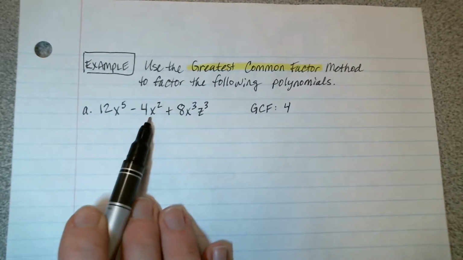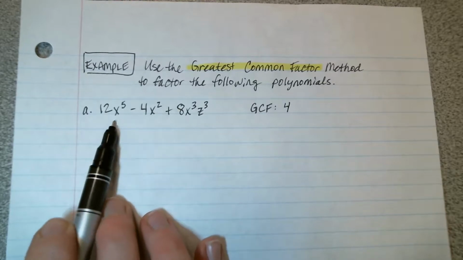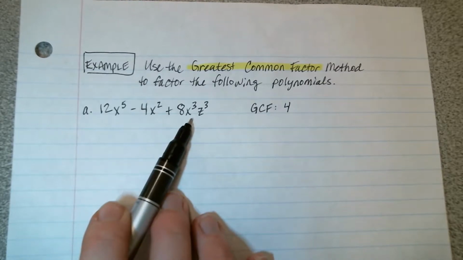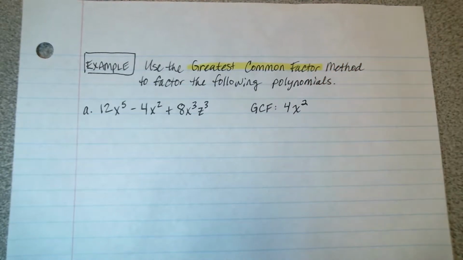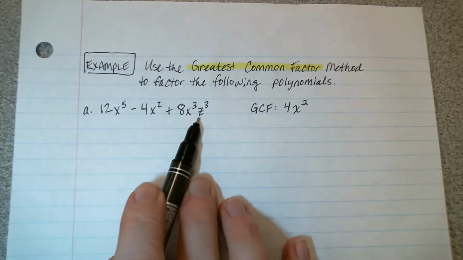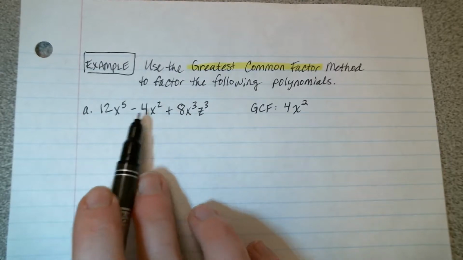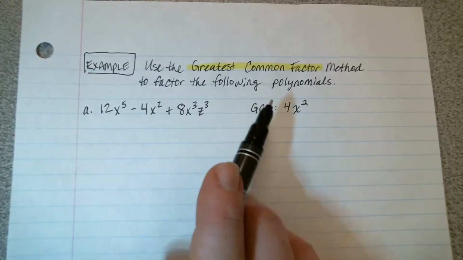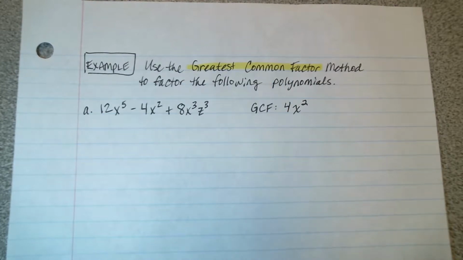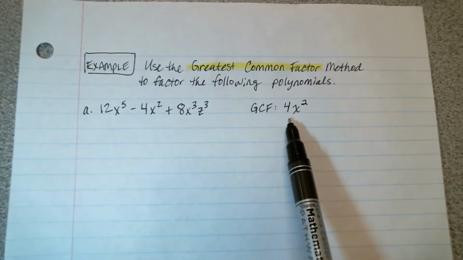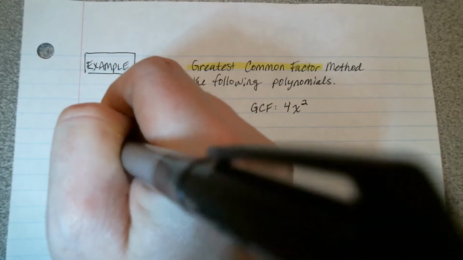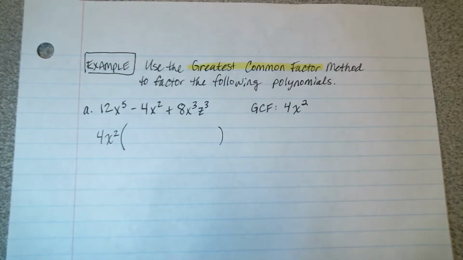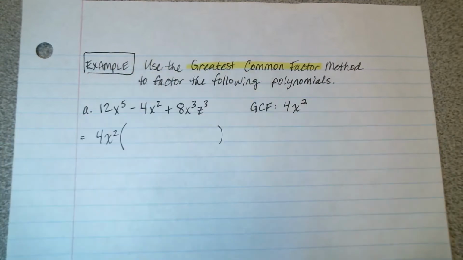All three of these terms have factors of x. This one has 5, 2, and 3. So they at least all share 2 x's. And then I have z's here in this last term, but no z's here, so that is not a common factor. So the GCF, or greatest common factor, for this polynomial is 4x squared, and I'm going to factor that out. So 4x squared goes out front as a factor.